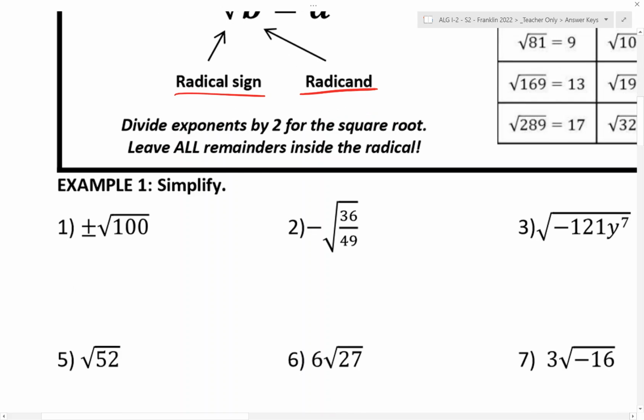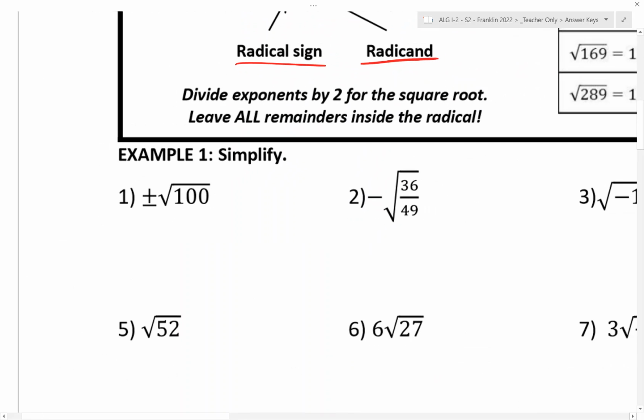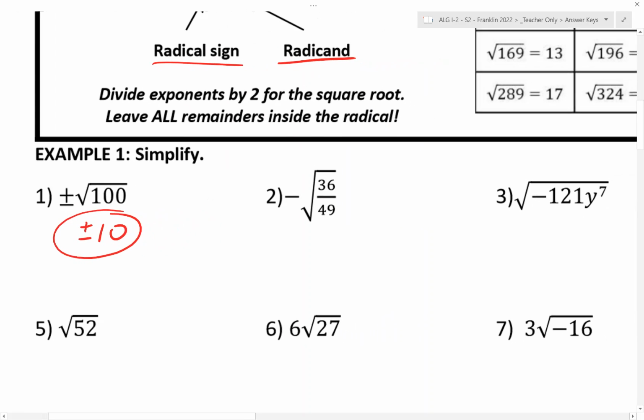All right, so let's look at example 1.1. We have plus and minus the square root of 100. So this plus and minus just means positive and negative. So we're looking for the positive and negative square roots of 100. Well, the square root of 100 is just 10, and so we'll stick that positive negative symbol out front, and that's good to go there.